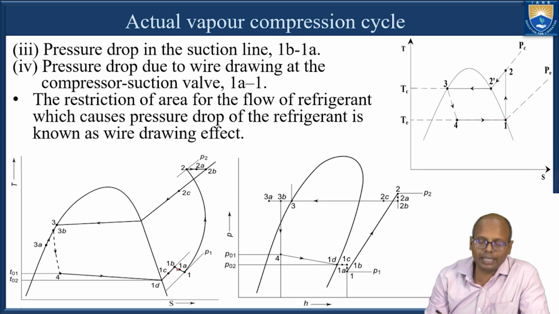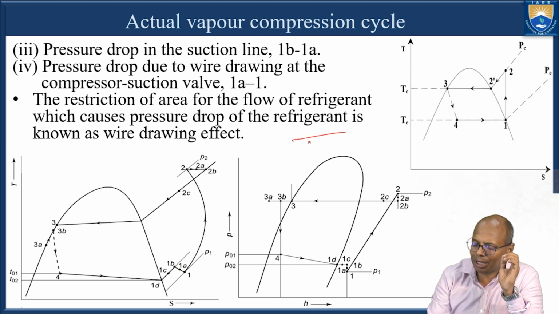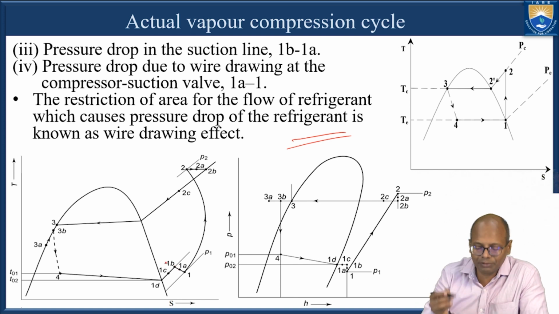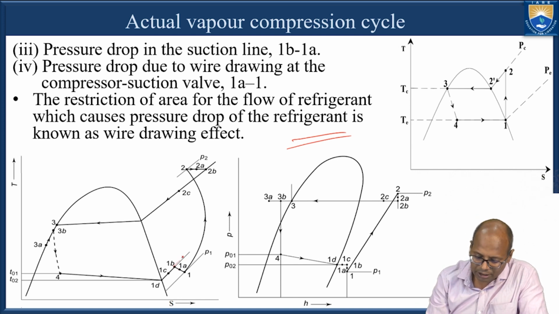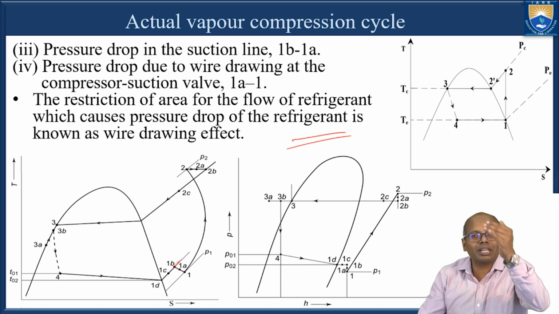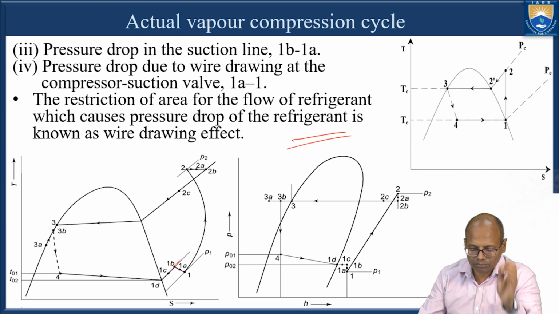Now in the suction line, it is a simple pipe, and it is not a perfectly smooth pipe. So there will be some friction, and because of that friction, there is a pressure drop inside the suction line. Because of that, the pressure, instead of being at 1B, is coming to 1A. There is a pressure drop because of the friction in the suction line.